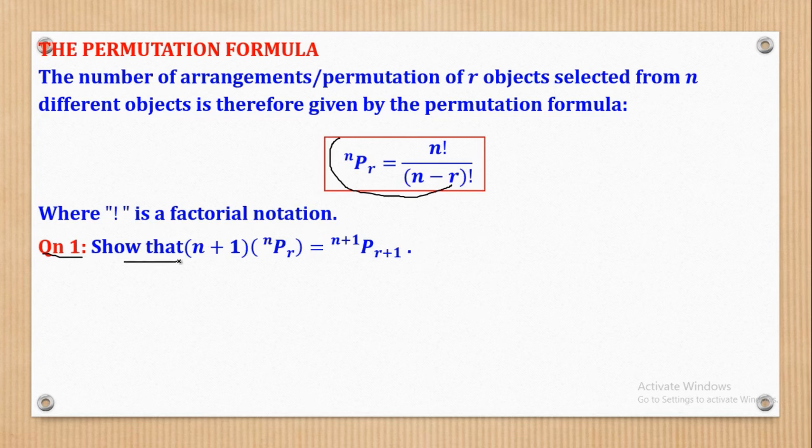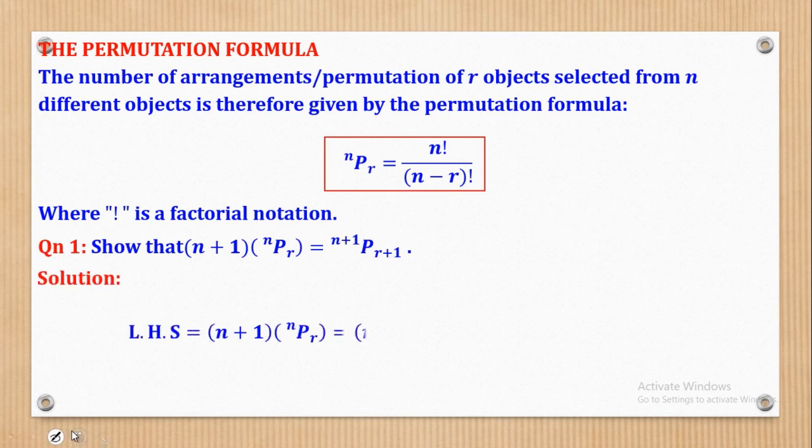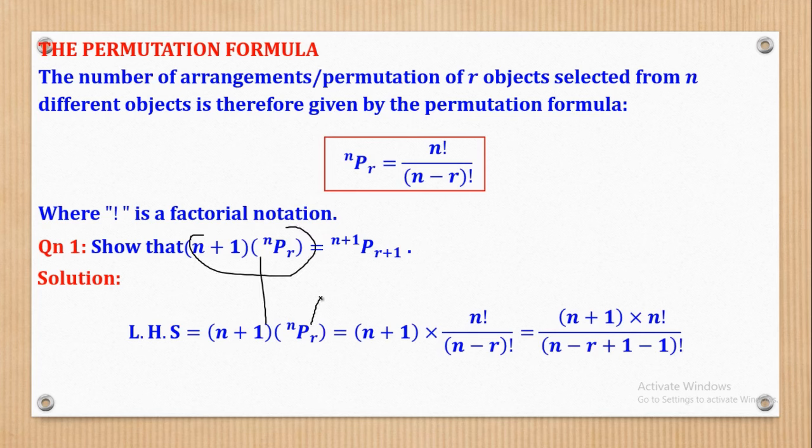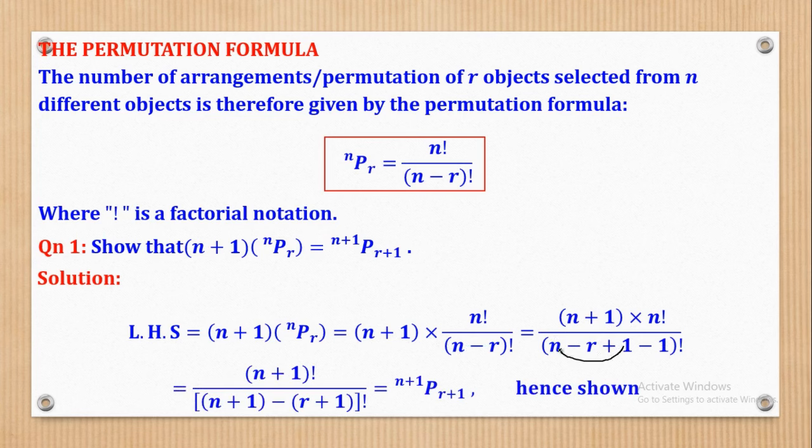Question 1 says, show that n plus 1 multiplied by nPr is equal to n plus 1 permutation r plus 1. So just start from the left hand side. We write this, then expand this permutation to give you n factorial over n minus r factorial. So this and this is the numerator. Now in the denominator, we shall introduce an innocent expression, which is plus 1 minus 1. When we do that, we rearrange. This plus 1 will be grouped with this to come up with n plus 1. Then this minus r and minus 1 will be grouped together to come up with minus, in brackets, r plus 1. Therefore, when you compare with the formula, you realize that this one will be here and this is here. Therefore, we have proved what they wanted.